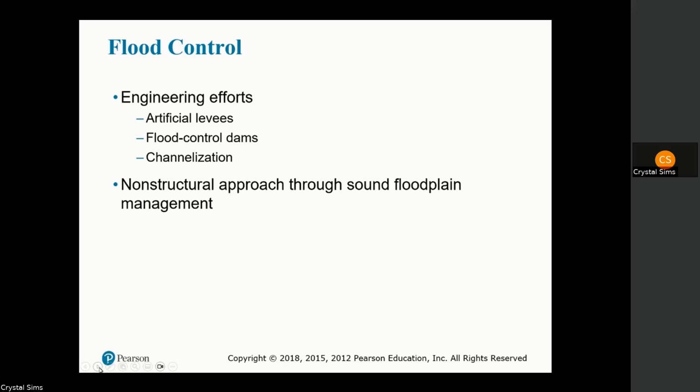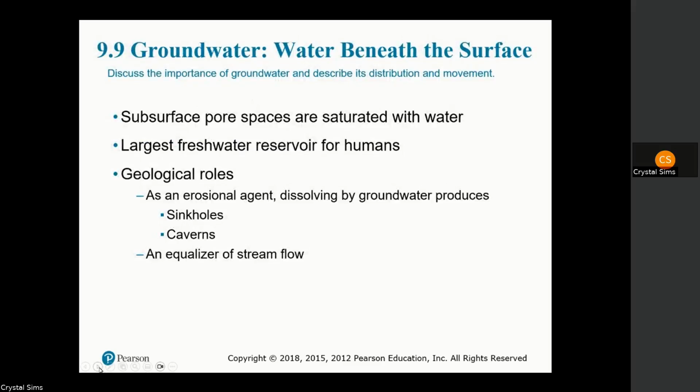But now we are more into non-structural approaches through floodplain management. Basically, identifying high risk areas and then zoning those, and having regulations on the zoning so that we minimize the number of people and houses and businesses that are in these potential floodplains.